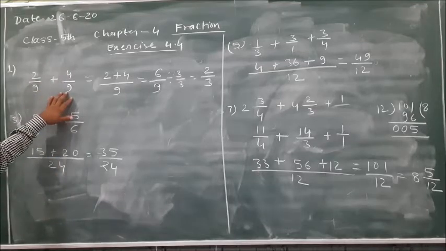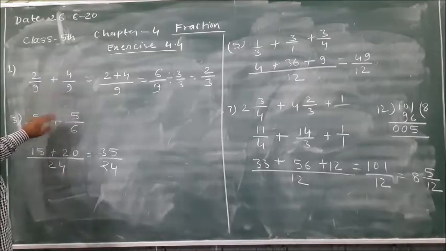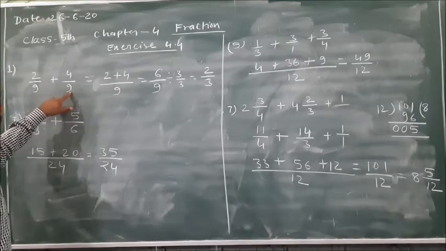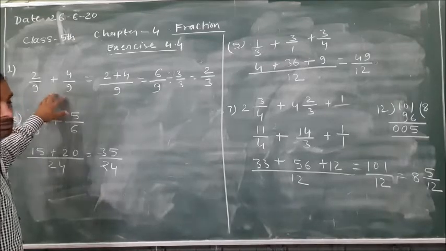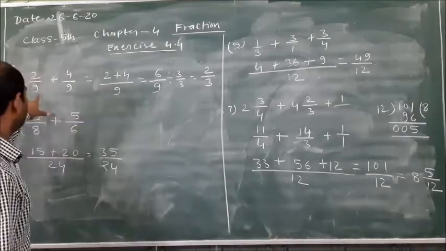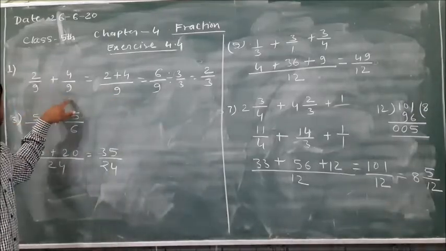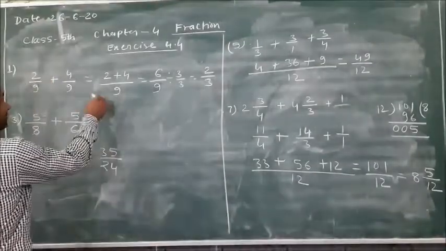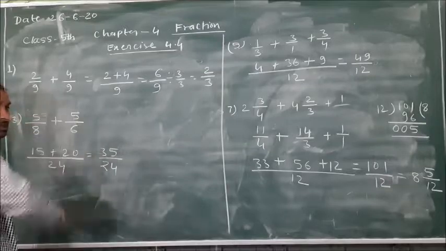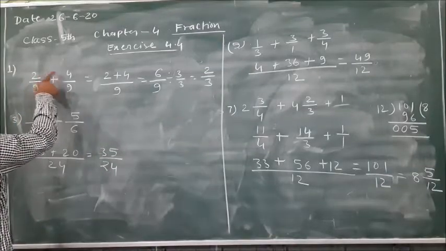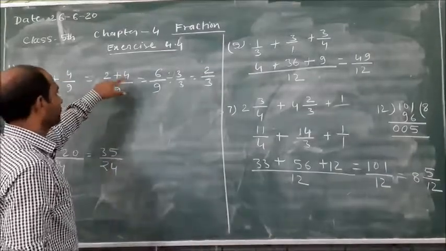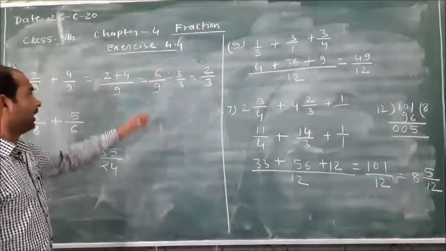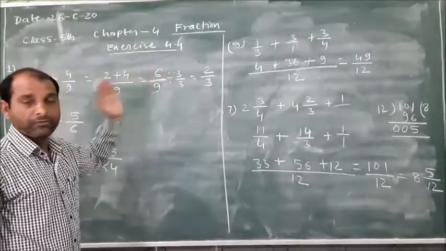Here the denominators are equal. So if we take the LCM of the denominators 9 and 9, your LCM is also 9 because these two denominators are equal. So if your LCM is 9 and the denominator is 9, you can solve it this way: 2 plus 4 equals 6 upon 9. And we convert it into the lowest terms.